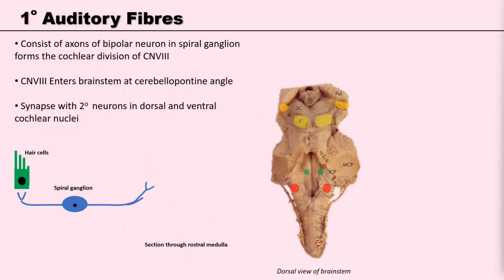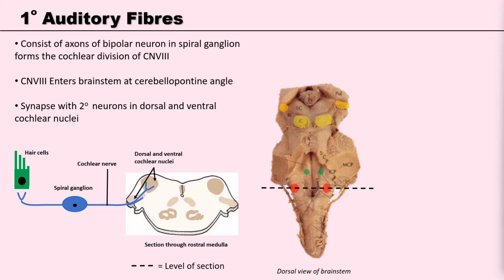So let's have a look at what happens. The first order fibres begin at the hair cells and enter the brainstem at the cerebello-pontine angle, where they synapse with the second order neurons in the dorsal and ventral cochlear nuclei. Look at the sketch. Here we can see the first order neuron at the cochlear nerve. These synapse at the dorsal and ventral nuclei.